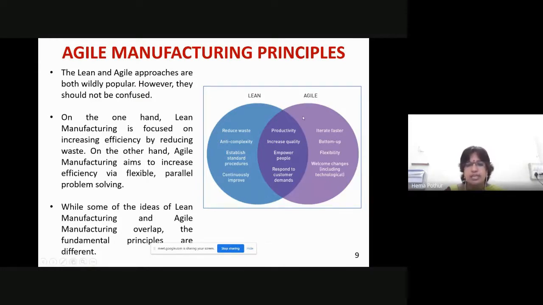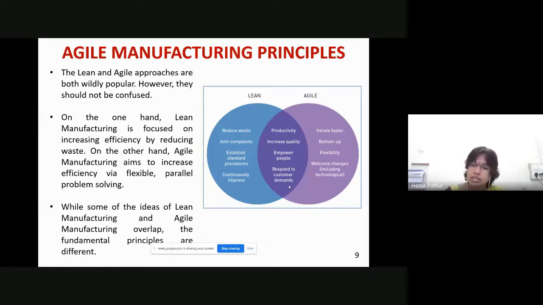One thing is that both manufacturing trends lead to increased productivity and increase in quality, and empower the people. Here it means it is not only strengthening the manufacturer, it is also strengthening the buyer, the supplier, the workers, and the employees in the industry, so that they get ample training, get accustomed with the latest trends and the software that is available. And finally, the focus is on responding to customer demands much more quickly in both cases.